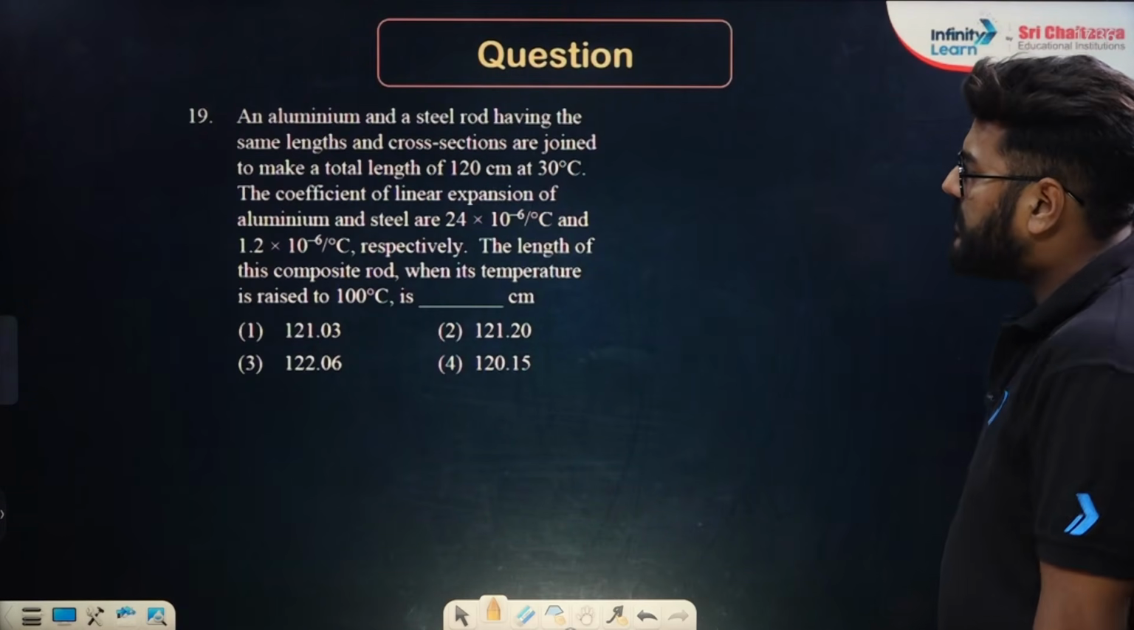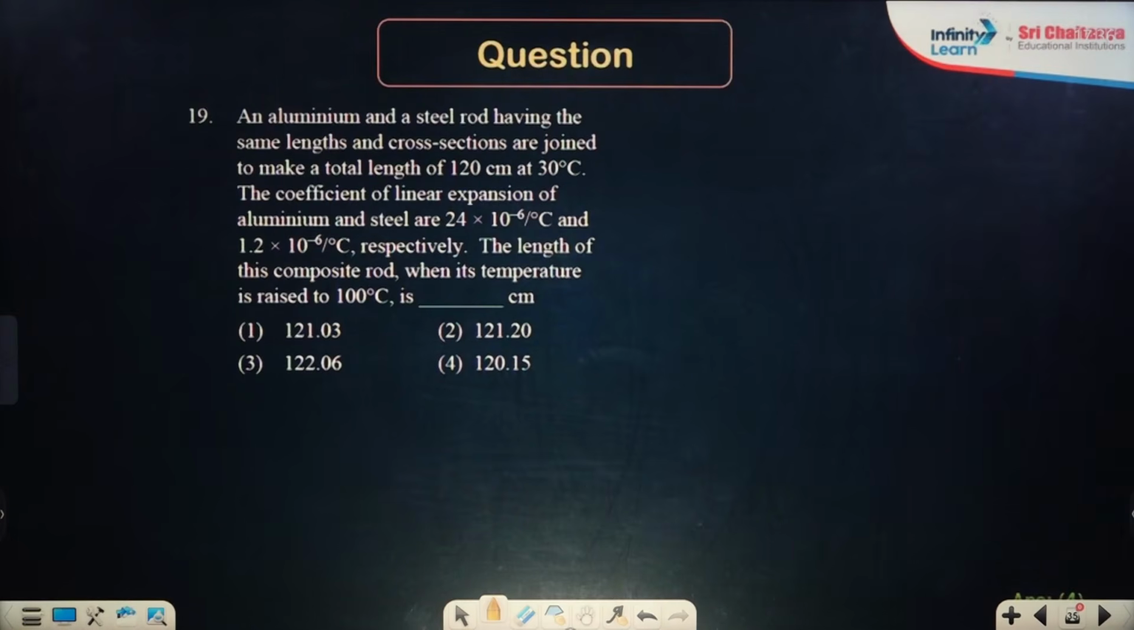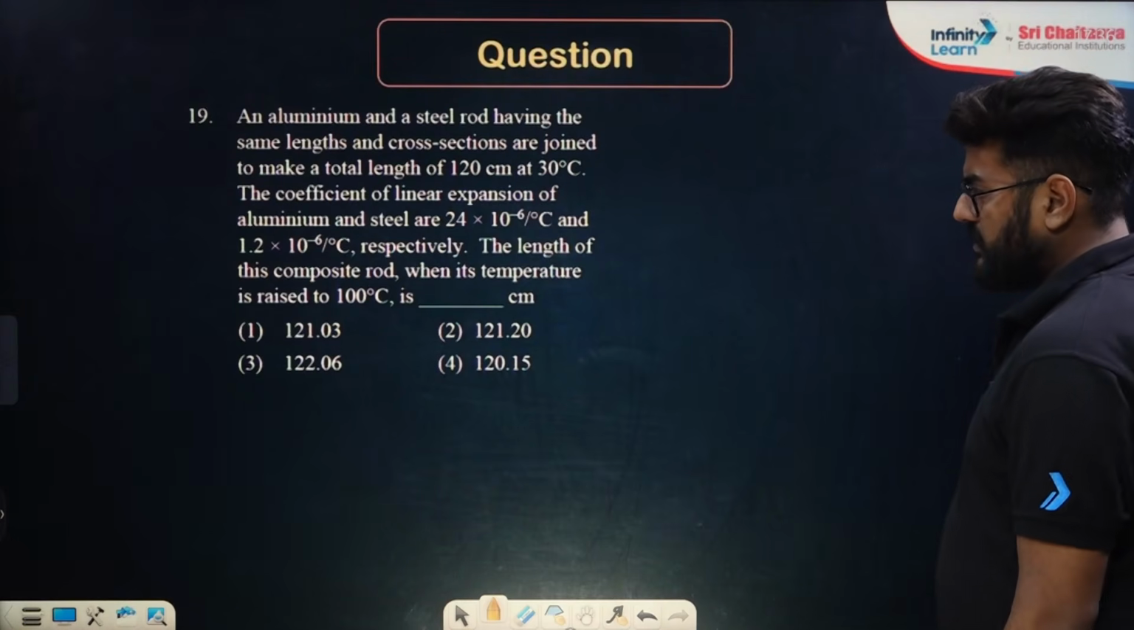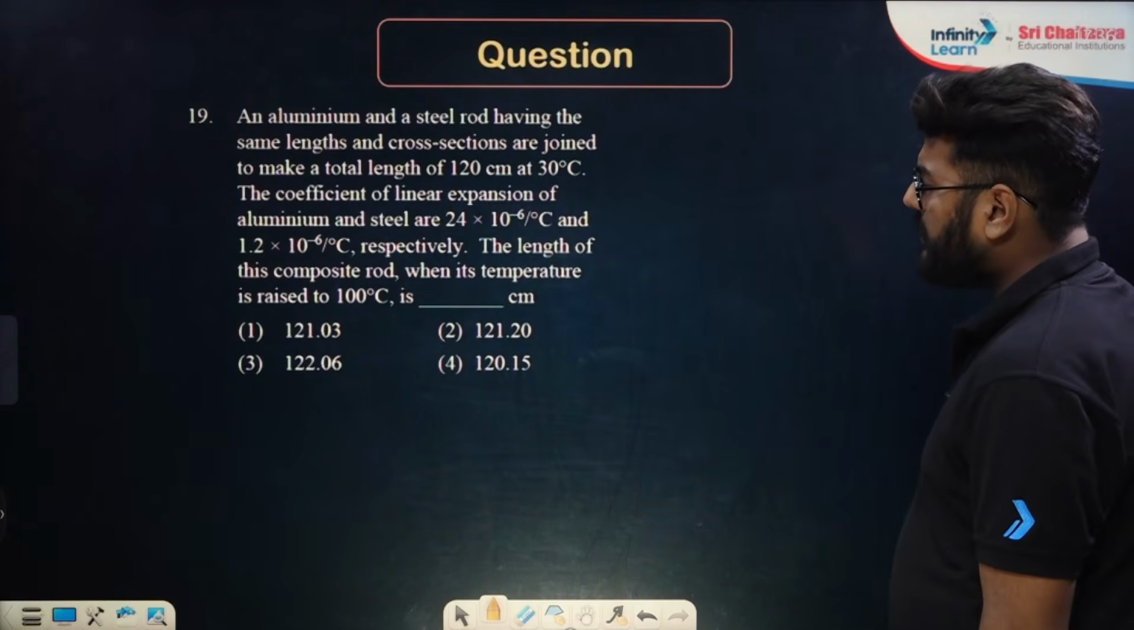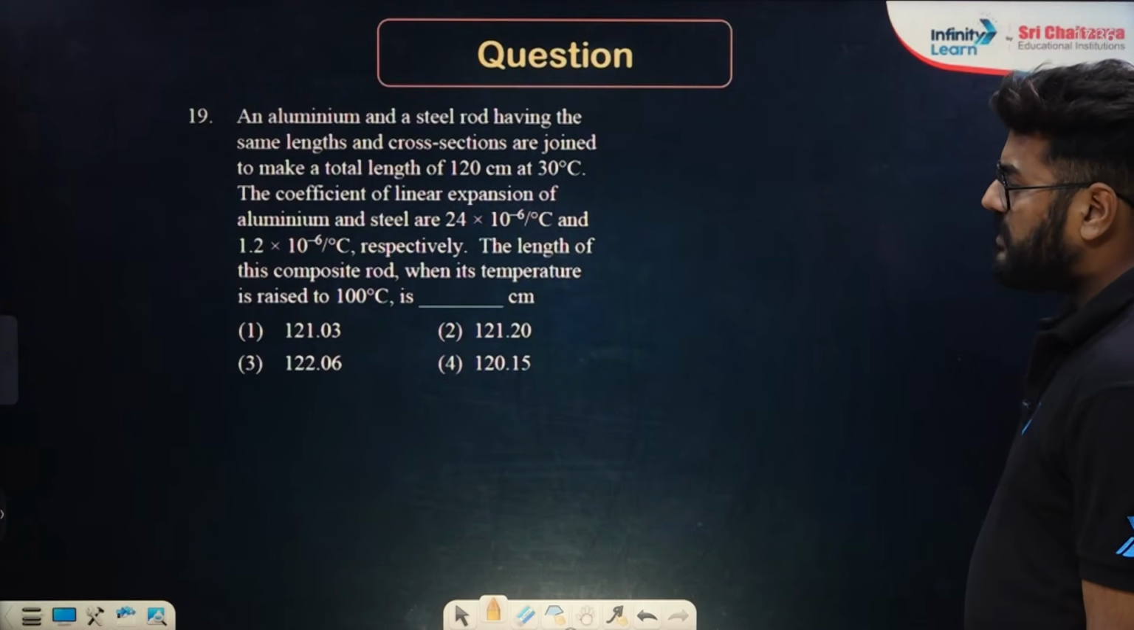An aluminium and a steel rod having the same length and cross section are joined to make a total length of 120 cm at 30. The coefficient of linear expansion of aluminium and steel is this. The length of this composite rod when its temperature is raised to 100.